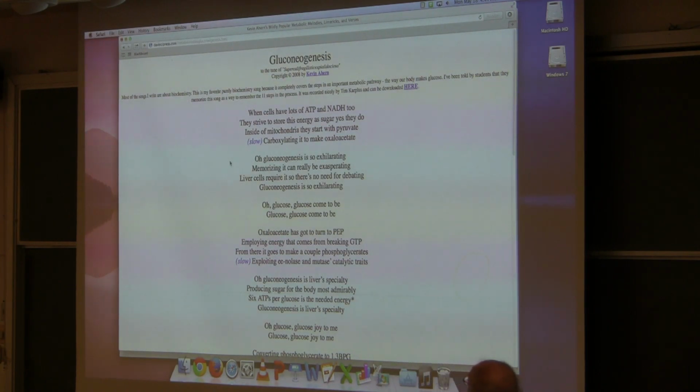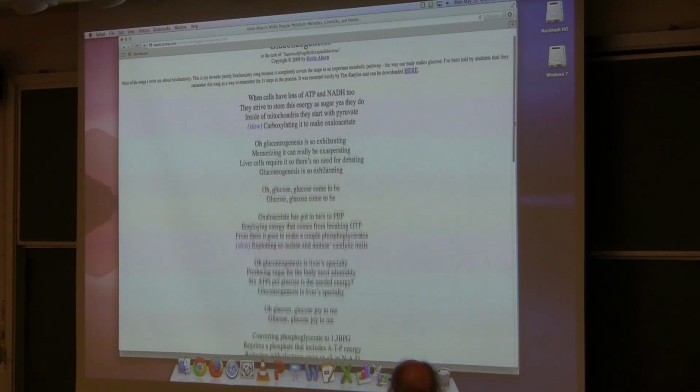When cells have lots of ATP and NADH2, they strive to store this energy as sugar. Yes, they do. Inside of mitochondria, they start with pyruvate, carboxylating it to make oxaloacetate. Oh, gluconeogenesis is so exhilarating. Memorizing it can really be exasperating. Liver cells require it, so there's no need for debating. Gluconeogenesis is so exhilarating. Glucose, glucose, come to be.